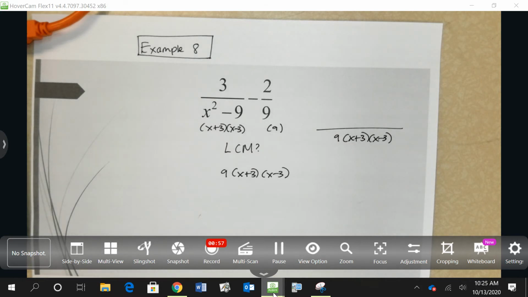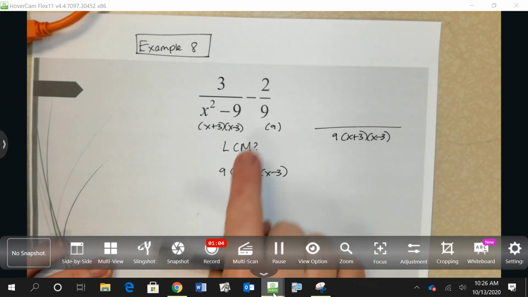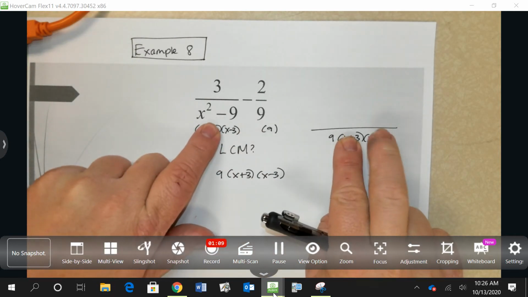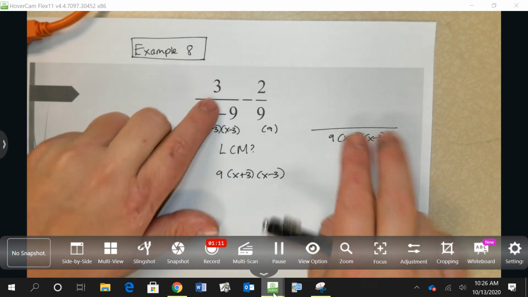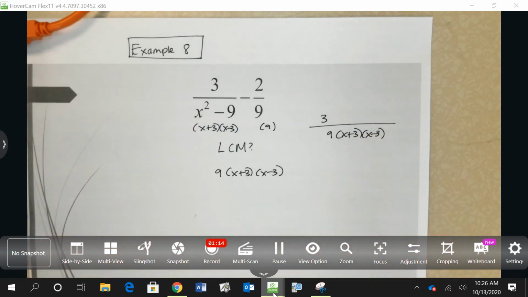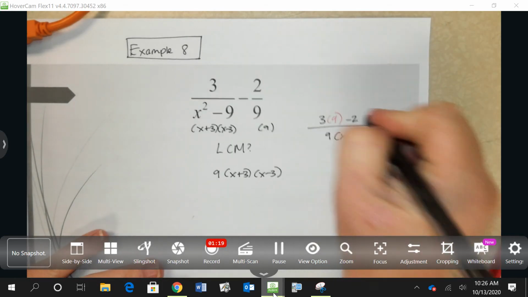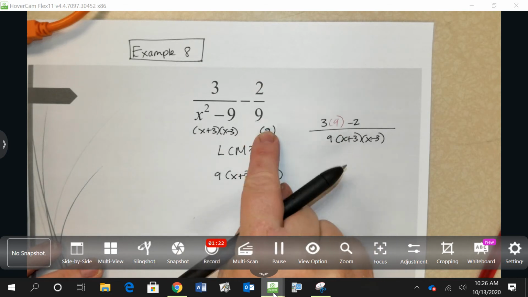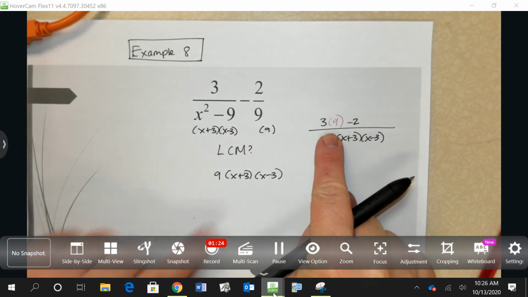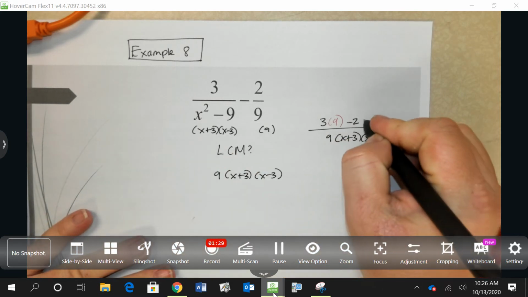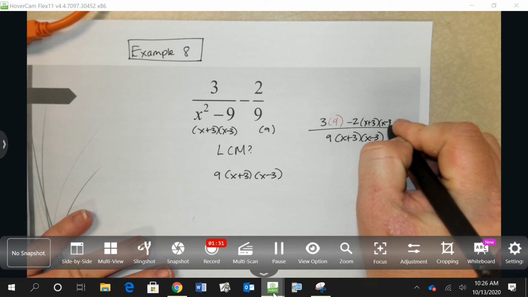You do not need a common denominator for multiplying and dividing expressions. You do need a common denominator, an LCM, for adding or subtracting. So I look on the left-hand side and I cover up. It has an x plus 3 and it has an x minus 3. It's missing a 9. So on this side, I'm going to attach a 9. Subtract 2. Now on the right side, the denominator has a 9, but it's missing an x plus 3 and an x minus 3. So I could write x plus 3 and x minus 3 because that's what it is.